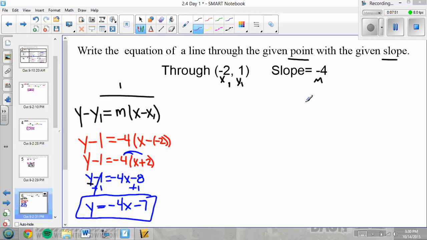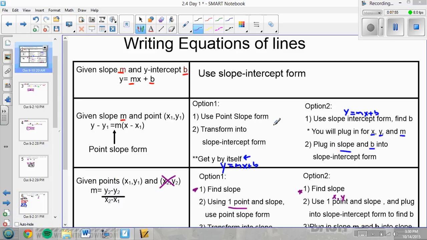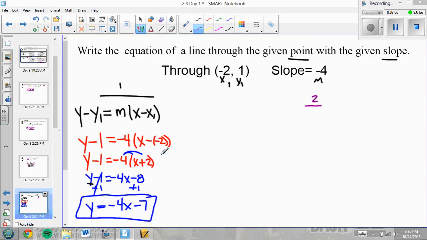So if we look at the second way, looking back at our chart, you're going to use slope-intercept form to find b. So I'm going to write y equals mx plus b. And in a point, you know x and y. So I know 1 equals, my slope is negative 4, and x is negative 2, so times negative 2. We're trying to find b.